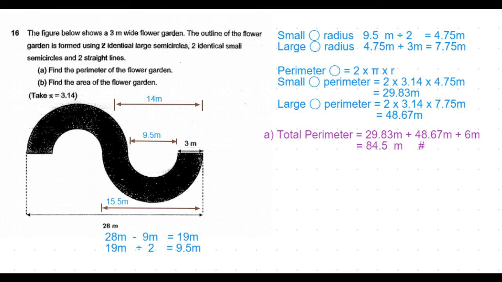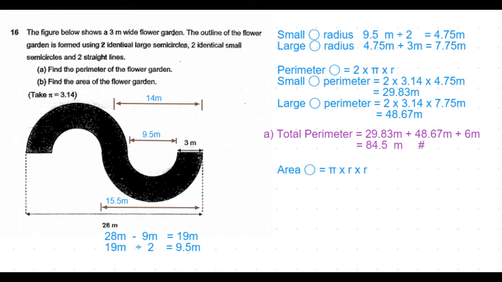Now let's come to find the area of the garden. Area of the circle is pi r square. Here, though we have two arcs of semicircles, put together they will form two full circles. So the bigger circle area is shaded and the smaller circle area is removed from that. That gives us the area of this figure.